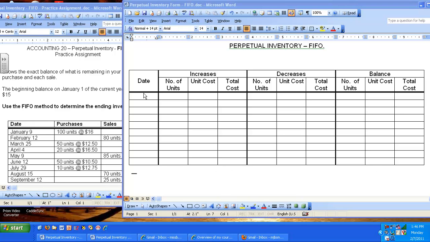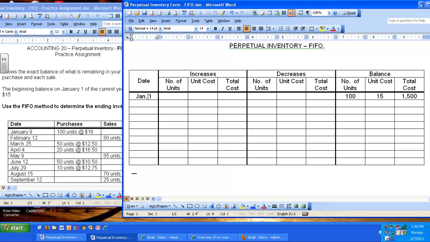If you look at the practice assignment, the beginning balance on January 1st of the current year was 100 units at $15. So I'm going to put that in the date, and I'm going to go over to the balance column. I'm going to enter 100 units at $15 for a total cost of $1,500.